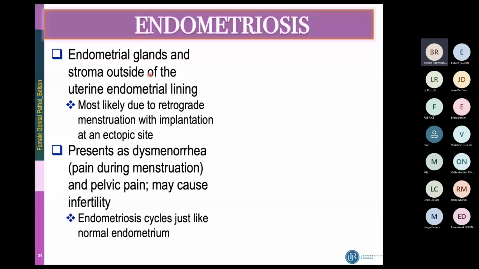So there is another condition called endometriosis. It is whenever you find endometrial tissue outside the uterine endometrial cavity.